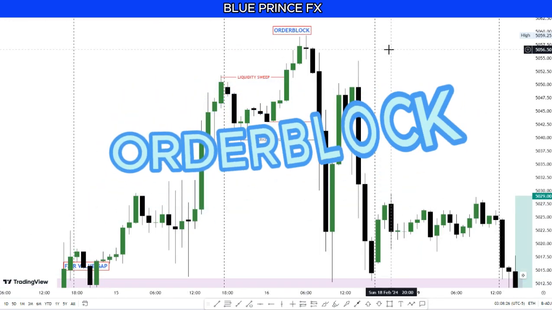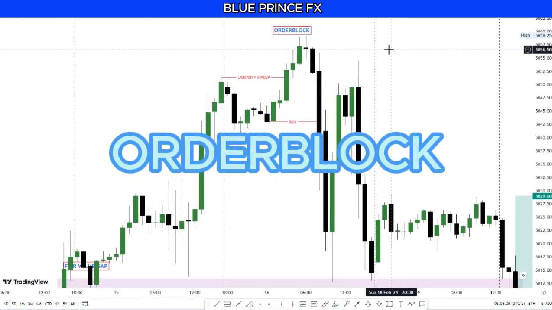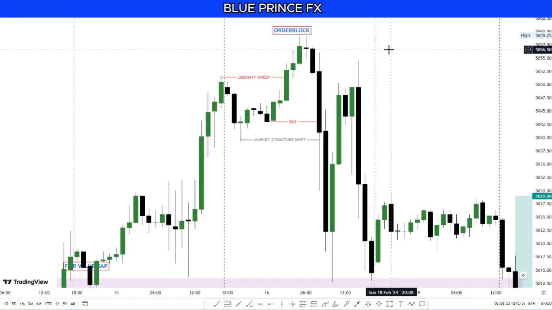The first premium PD array that we're going to discuss is the order block. Before we discuss it, we have to define it. What is an order block? Well, you can define an order block as a series of candles or a single candle that is responsible for a change in the state of market delivery. So what does that mean?